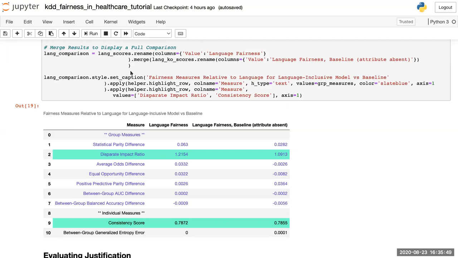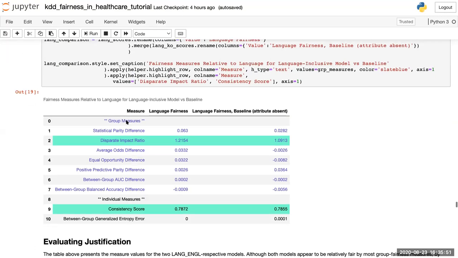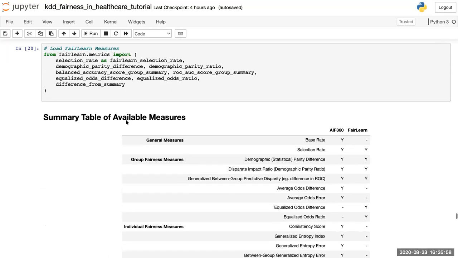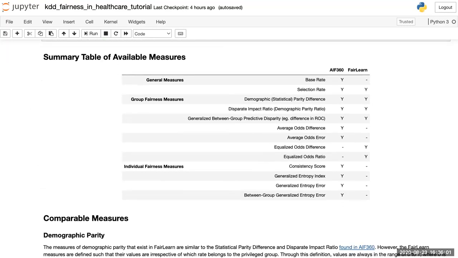So finally, in this walkthrough, I'll compare AIF 360 to another really useful library called FairLearn. As you can see in the table there, they contain many similar measures. However, the FairLearn measures are sometimes defined such that their values are irrespective of which rate belongs to the privileged group, which I'll get more into in a moment. It also does not include measures of individual fairness.